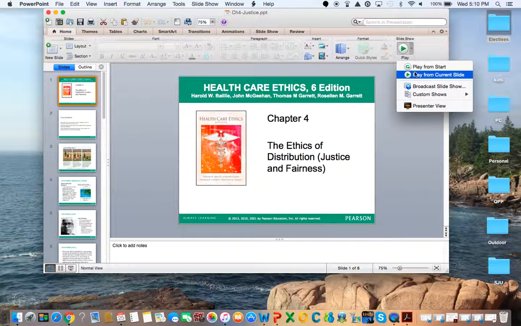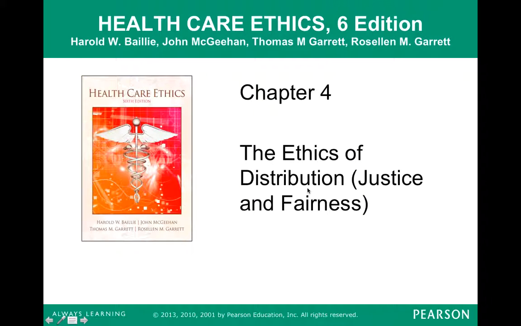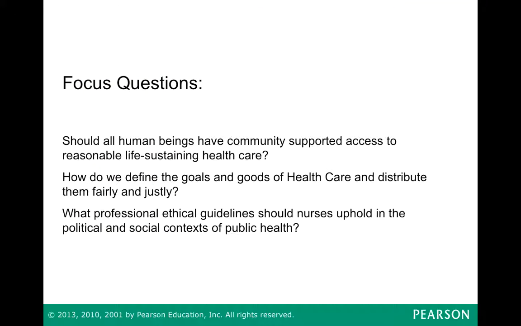As we start Unit 4, I want to start with just some discussions and ideas about how we might define notions of justice and how we can think about principles of fairness. So some focus questions in this unit can include, should all human beings have community-supported access to reasonable, life-sustaining health care? And we're going to need to define what those features of reasonable, life-sustaining health care look like. How do we define the goals and goods of healthcare and distribute them fairly and justly?